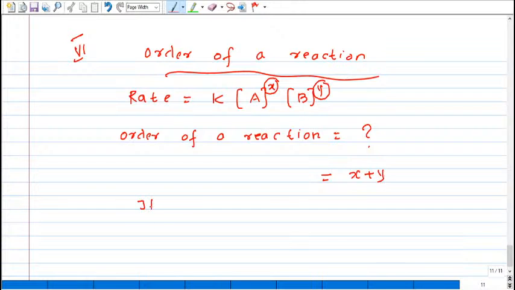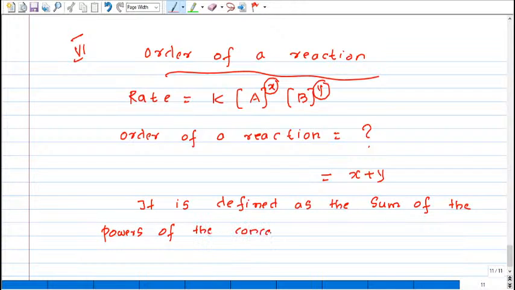Now how to define order of a reaction? This definition is very important for the present plus 2 students. You have to note down a definition for this. It is defined as the sum of the powers of the concentration of the reactant. It's very important.